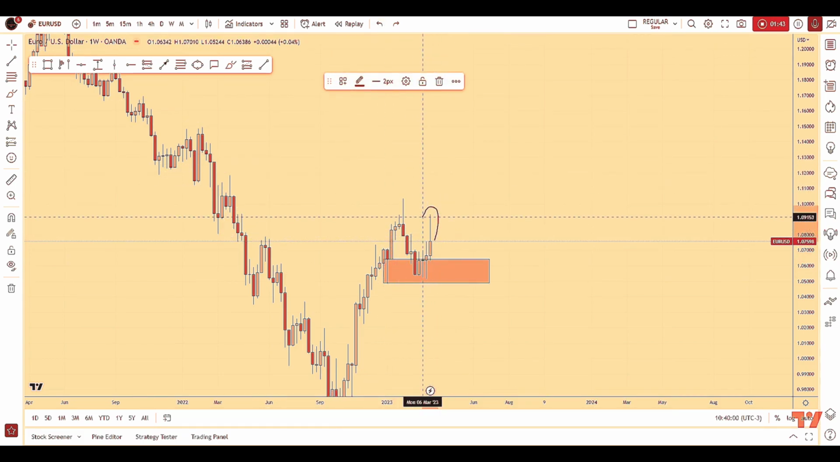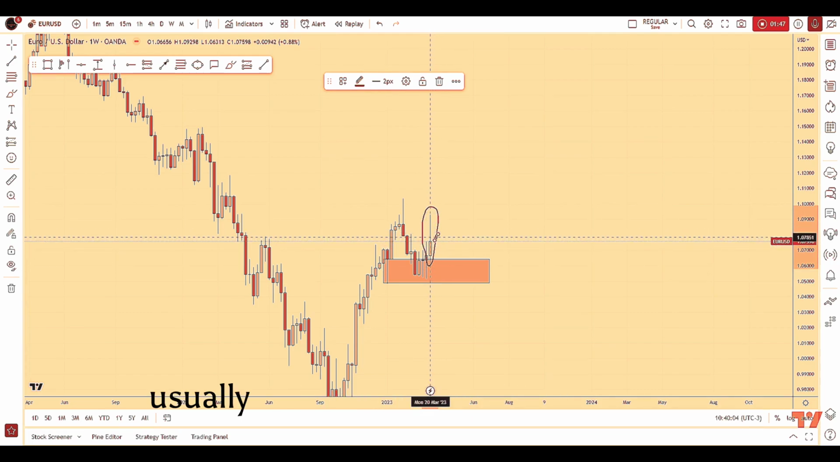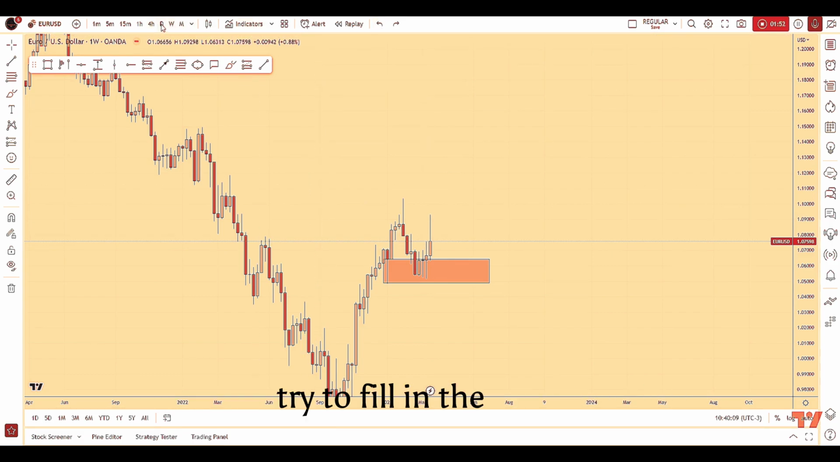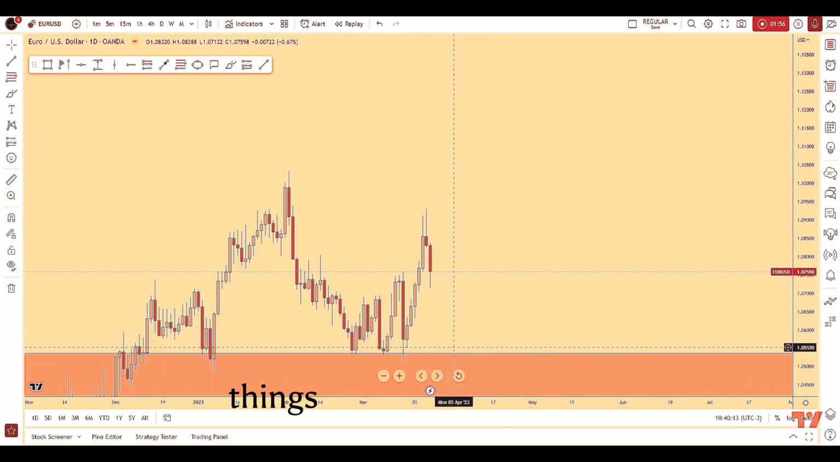We can also notice how this candle here is a candle with a very long wick and a green body. Usually when you see a candle like this, you would expect the next one to at least try to fill in the wick. Going down to the daily, what do we see? Now, from a daily perspective, things get quite interesting.